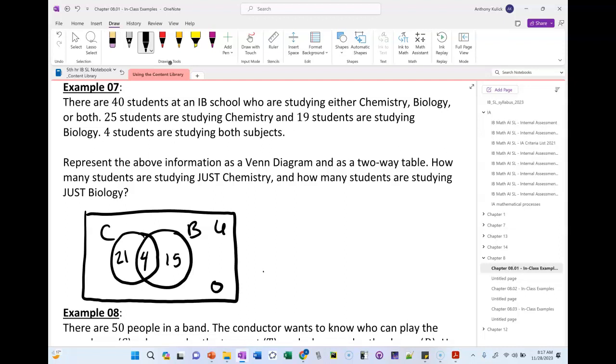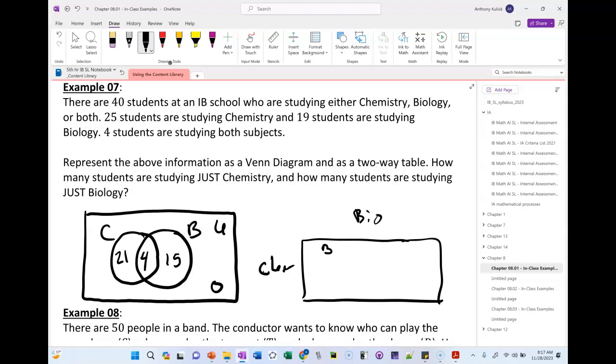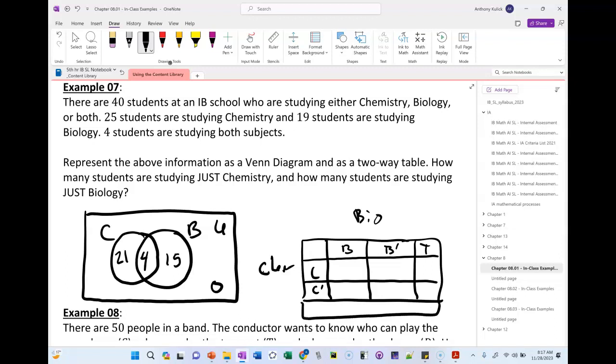So our two-way table, let's do chem on one side and bio on the other. So we're biology and not biology, chemistry, not chemistry. Oh, we should probably have a total column. Okay, what goes in this box here? 4, because we have 4 that are in biology and chemistry.